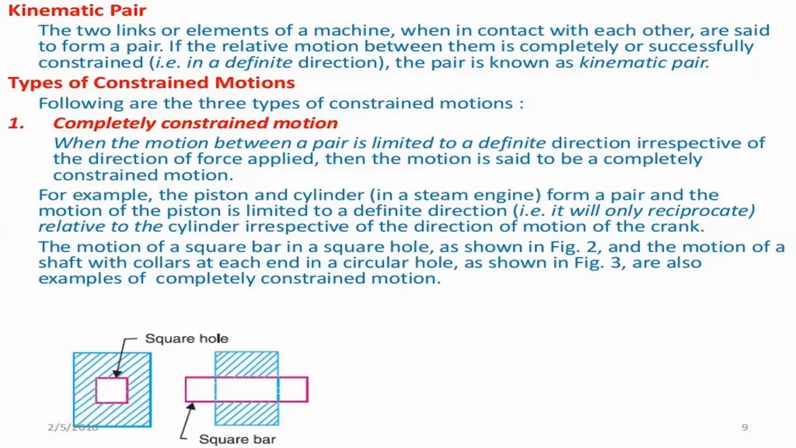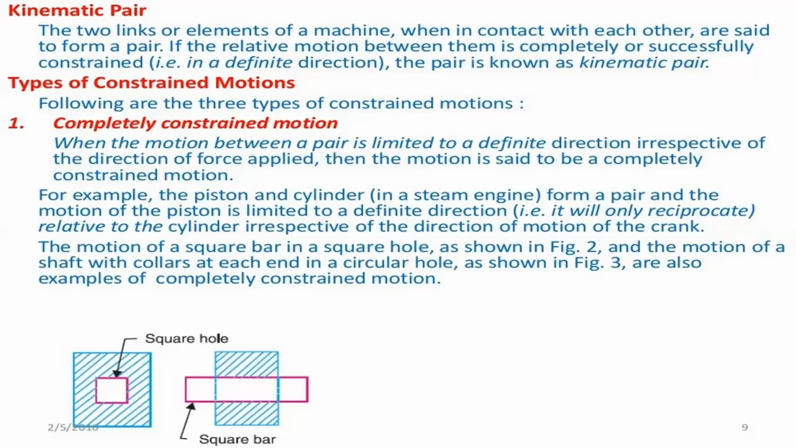When the motion between a pair is limited to a definite direction, irrespective of the force applied in that direction, then this motion is called completely constrained motion. In this completely constrained motion, the motion between the pair is only in a definite direction, that is, only in one direction.